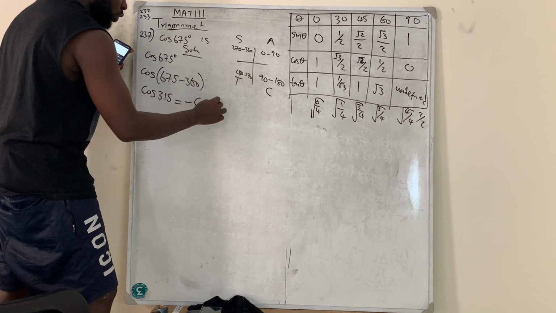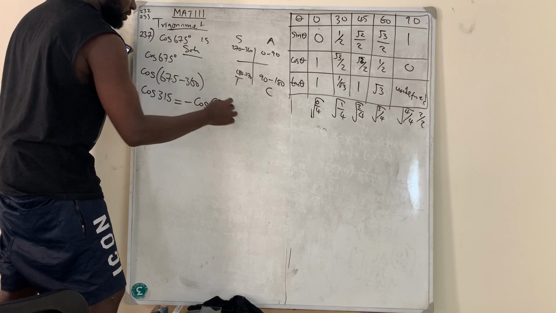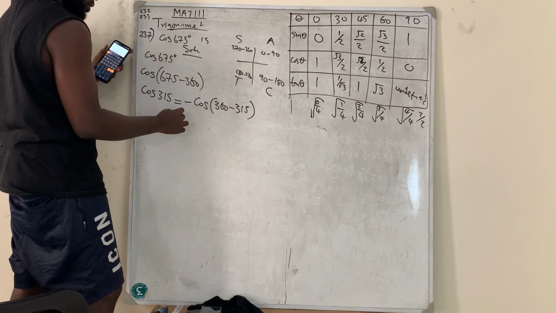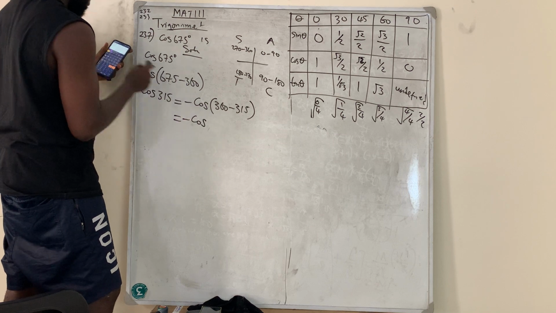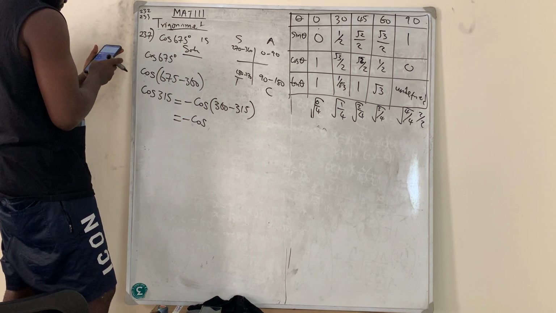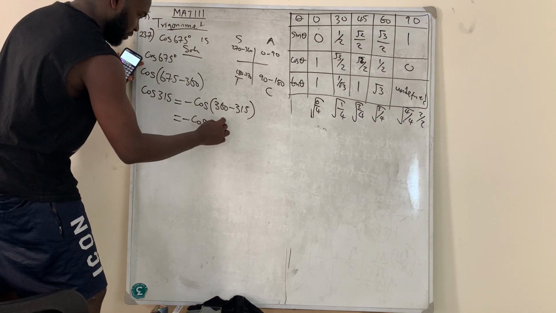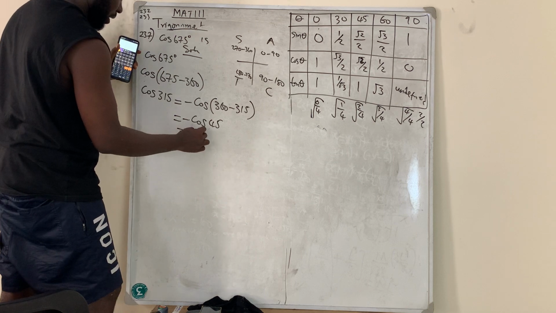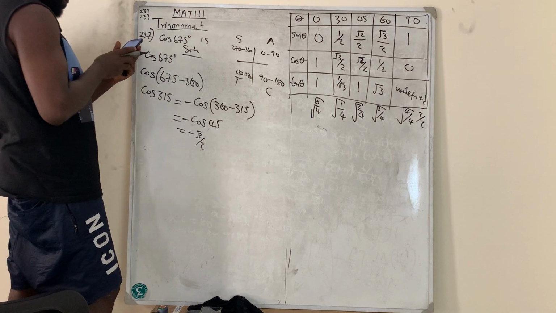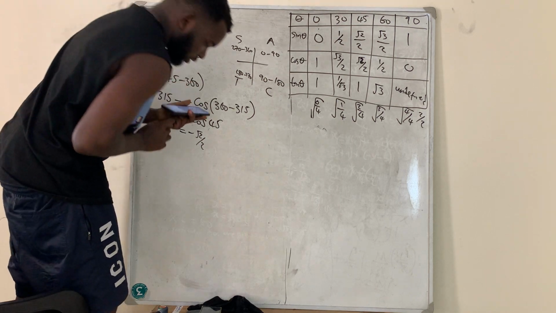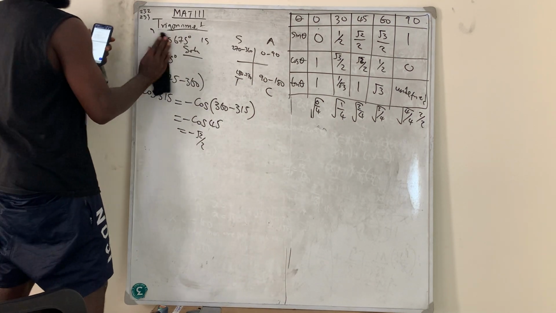In the fourth quadrant, we do 360 minus that theta, 315. So this negative is because it's in the fourth quadrant. So I'm having minus cos 45. Don't forget that cos 45 is root 2 over 2, which is minus root 2 over 2. So that is the answer there. Minus root 2 over 2. Okay, so we move to the next question.